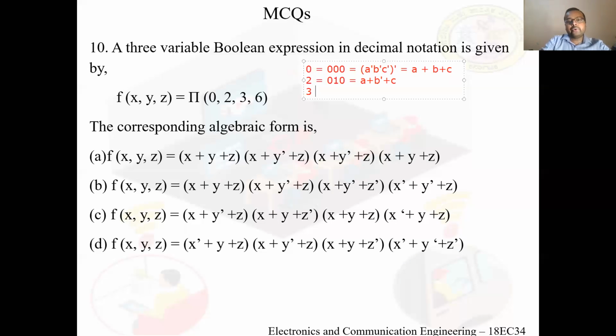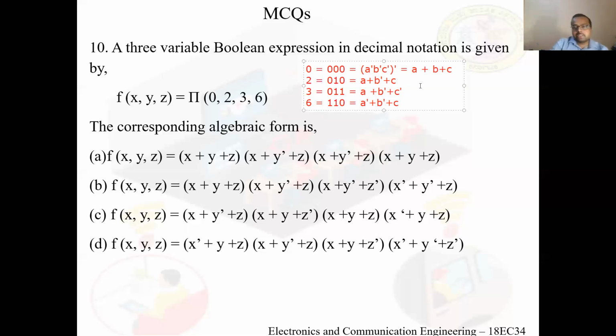Similarly, 3. How do you write 3? 0, 1, 1. Since it is a max term, 0 is A or B bar or C bar. And similarly for 6, how do you write it? Since it is 6, it is 1, 1, 0. That is A bar or B bar or C.